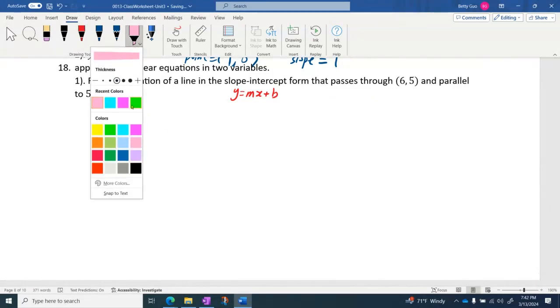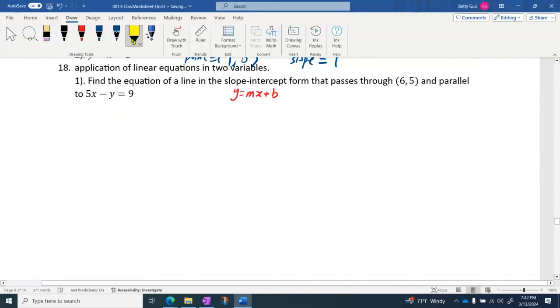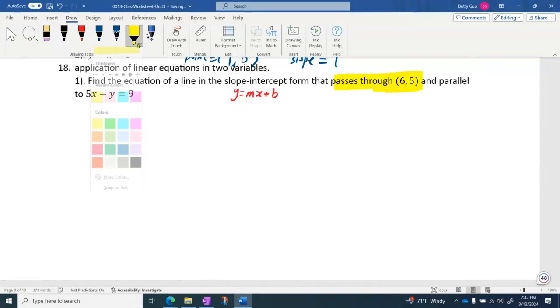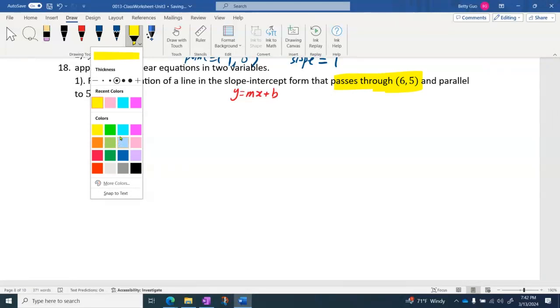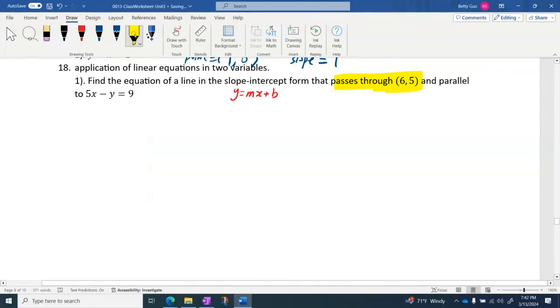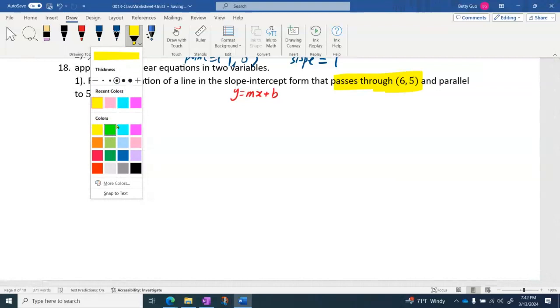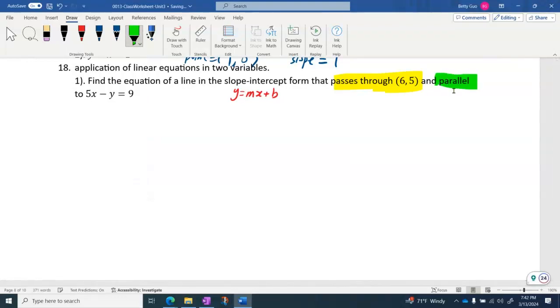One piece of information, I'm going to highlight it in yellow: passing through this point. Another piece of information, I'm going to highlight it in green: parallel to that equation, okay?